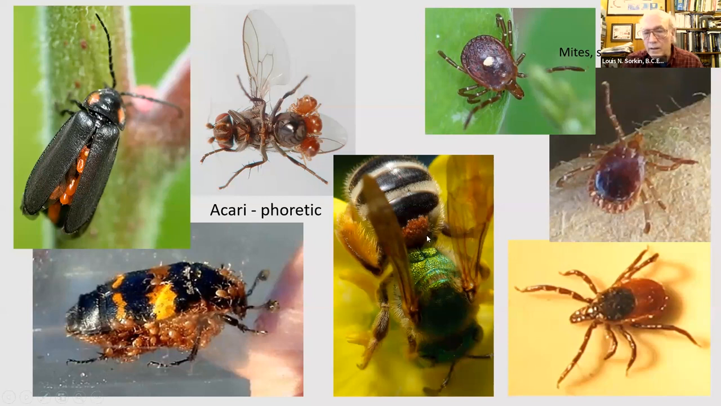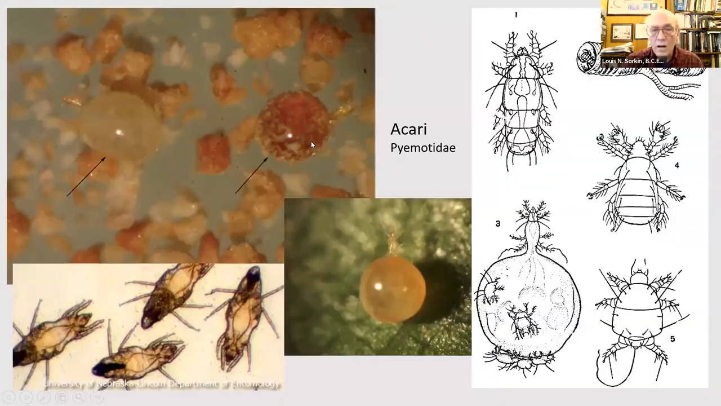And this halictid bee has an acararium on its abdomen in which the mites stay, and they're carried. It's a solitary bee. It goes to its nest area in the ground and carries mites from one cell to another that way. And these are also phoretic on this fly. And these pyemotid mites can be on insects and on stored product pests too, and they will bite people. You can see the enlarged abdomen of the female here.